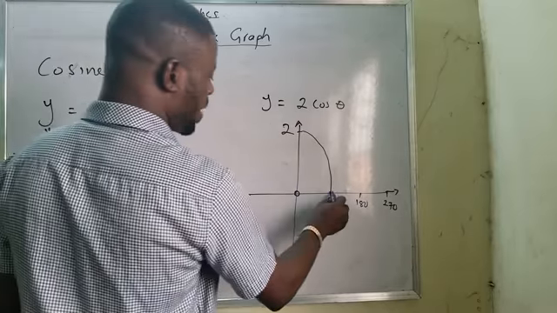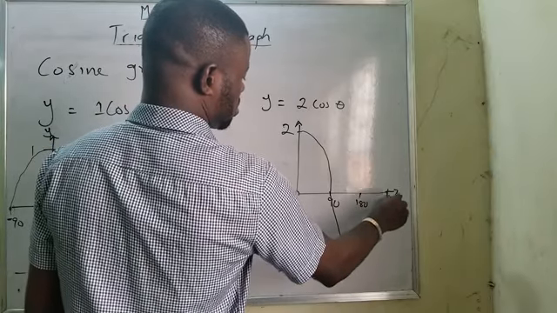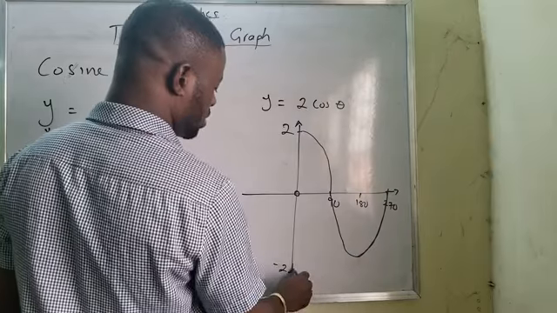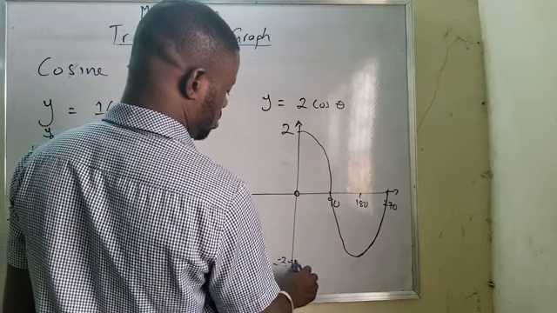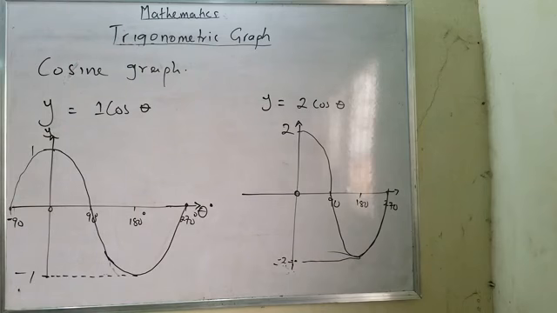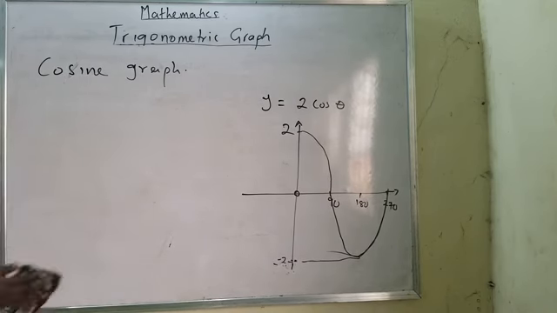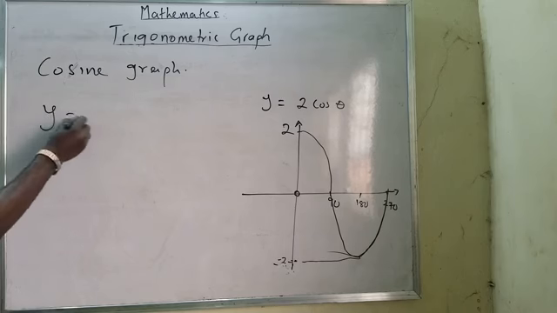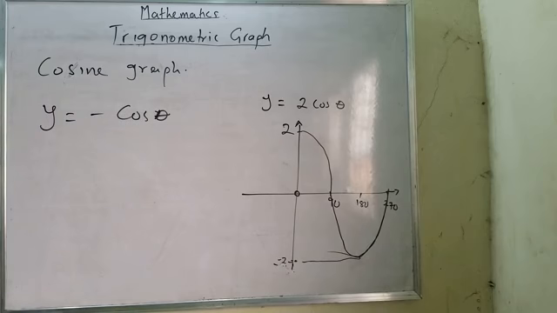Now, the same way, this one will be what? Now, I will have something like this. Can you see? That is how cos graph looks like. Now, the shape can change when you have it in this form. It's possible. It can only change when you have, for instance, y equals to minus cos theta. Y equals to minus cos theta.